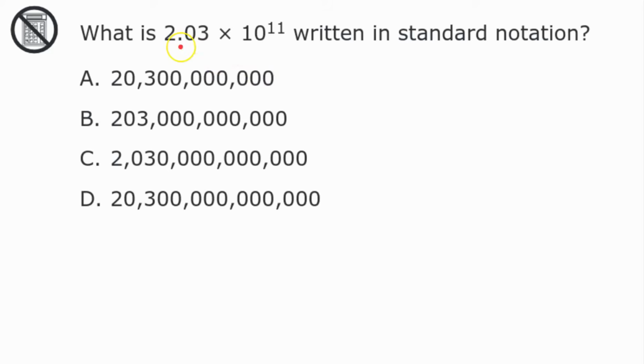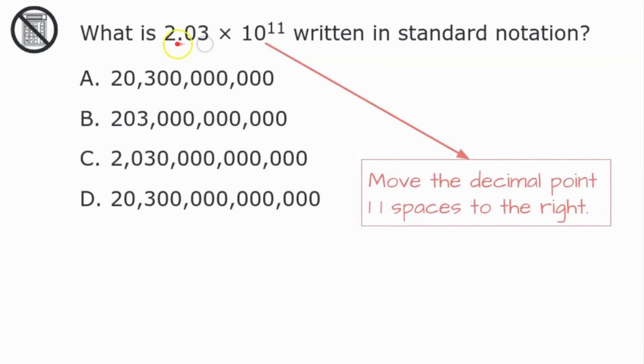Welcome back. So this is a power. We are going to rewrite it in standard form, and it means that you need to move the decimal point 11 spaces to the right. Because this is a positive exponent, it's going to move to the right and represent a very large number, a number larger than 1. So we're going to count our decimal places.